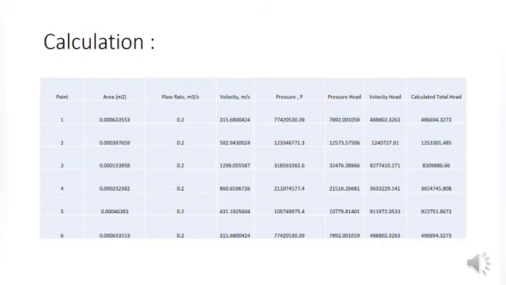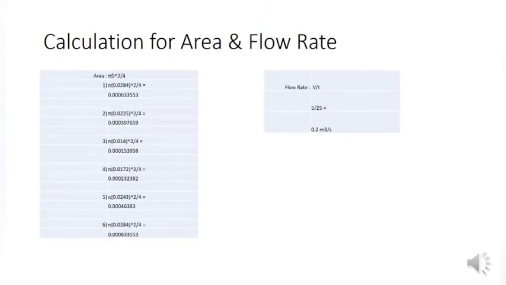Okay, then we come out with this data. And how do we get this data? By the calculation we make on each point. Okay, this is the calculation for area and flow rate. For point 1, we use the area formula, pi d squared over 4, and we just take the change, which is the diameter.